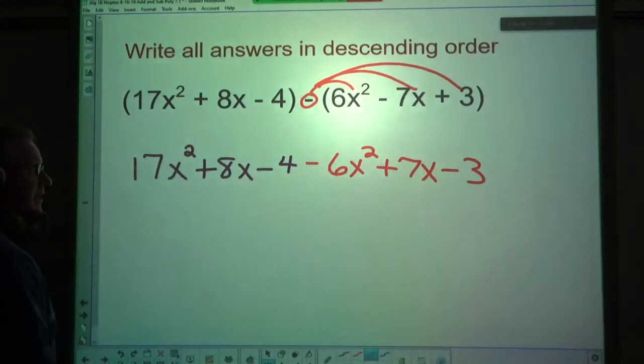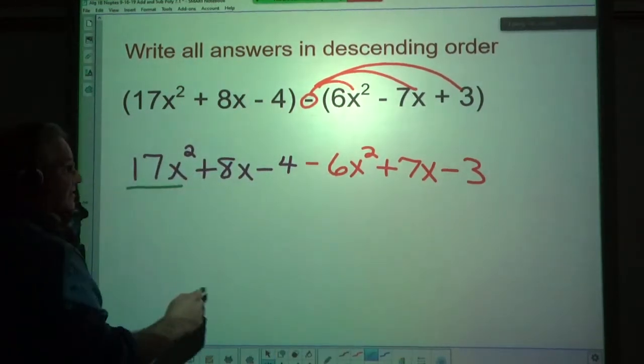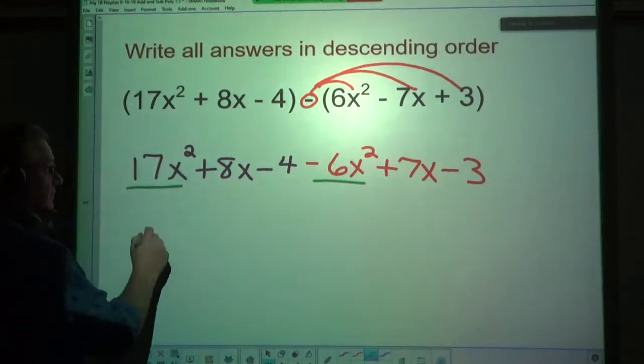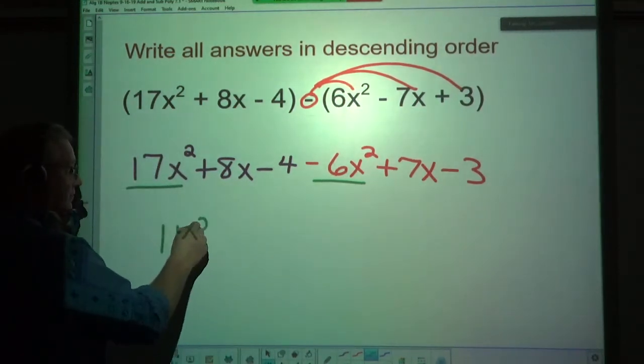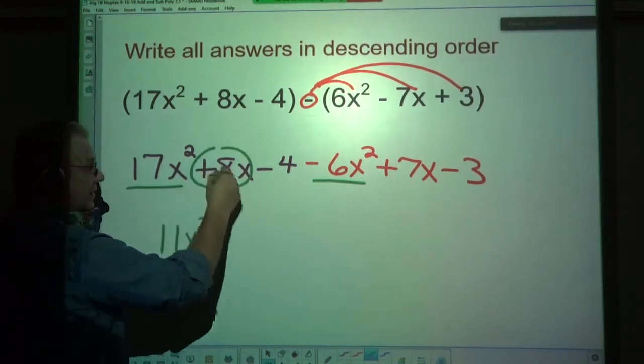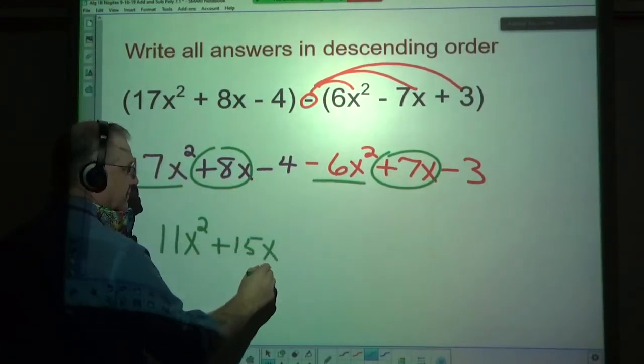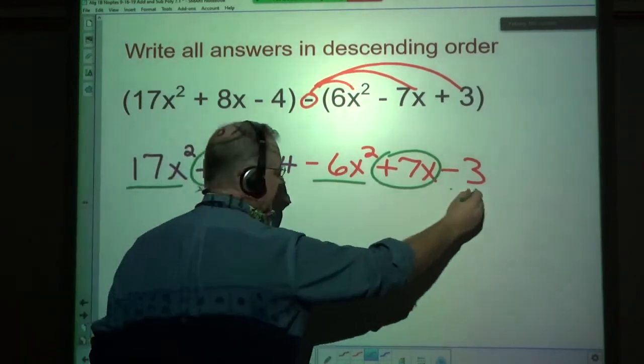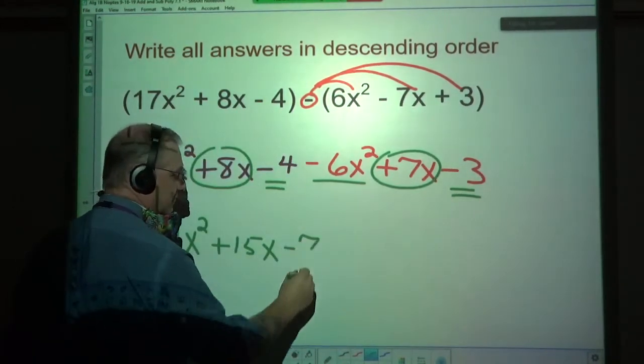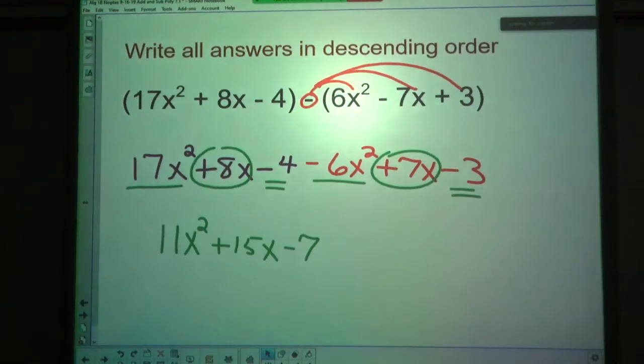Now I'm going to just combine my like terms. 17x squared, -6x squared is 11x squared. 8x and 7x make 15x, and -4 and -3 make -7. And there's your answer for that one.